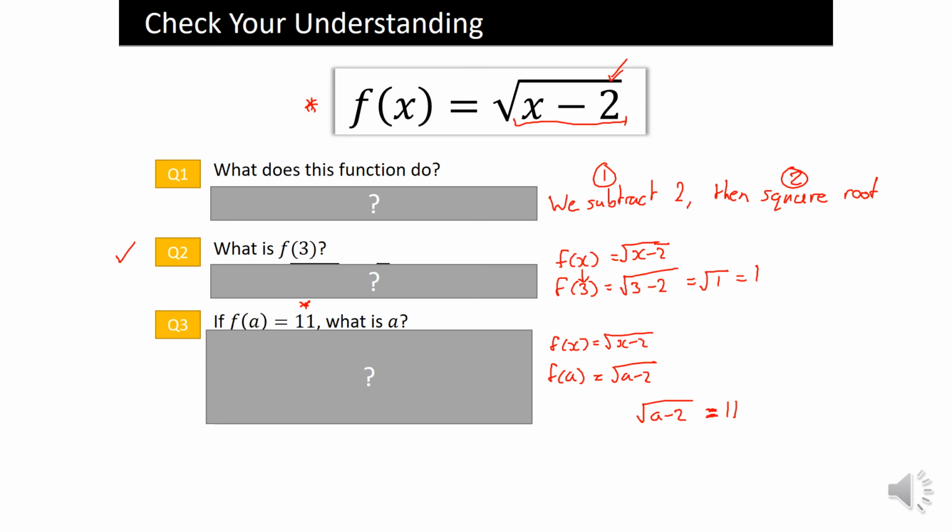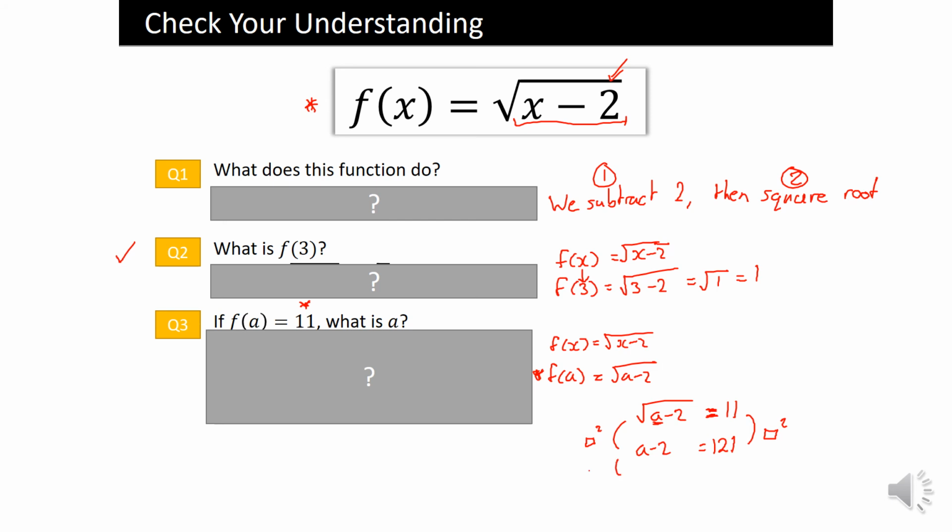So the key thing is we've got two different ways of seeing f of a. We've got it here, and we also know that f of a is equal to 11. So we've got square root of a minus 2 equals 11. We need to solve for a because we're looking for the input a. So we square both sides. So I'll just do that as a box with a 2 to show squaring. So squaring it, we've got a minus 2 equals 121.